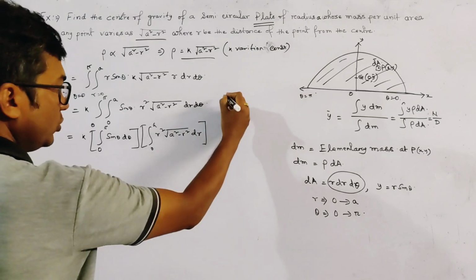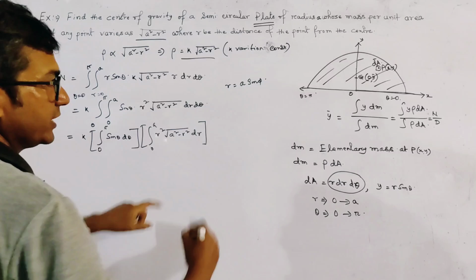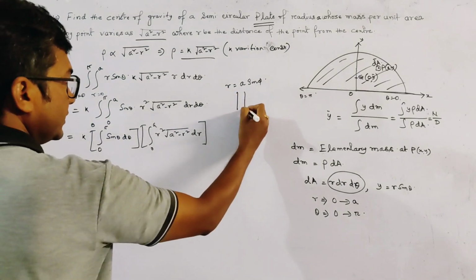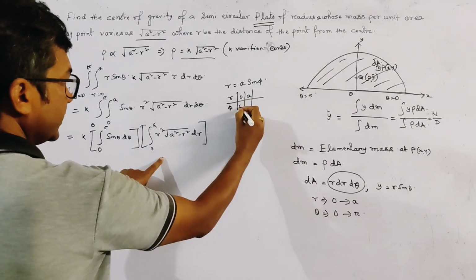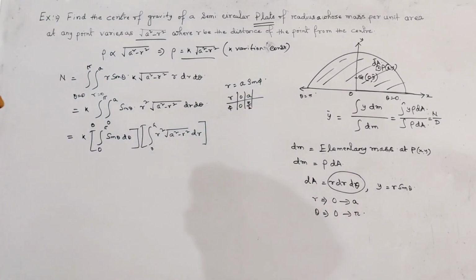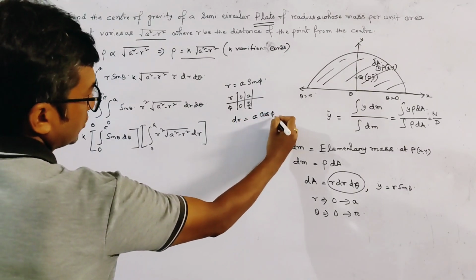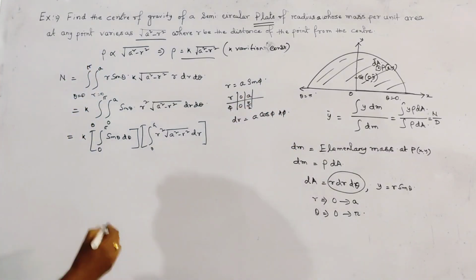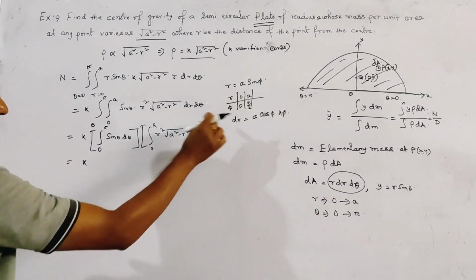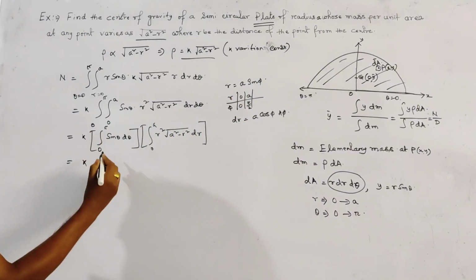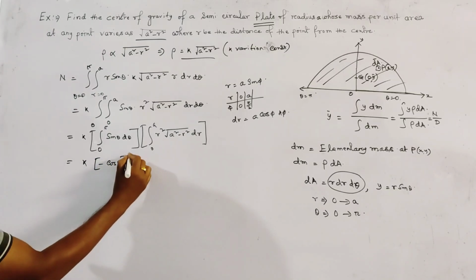For the second integration, we put r equal to a sin phi. Then the range changes from r going 0 to a, to phi going 0 to pi by 2, and dr equals a cos phi d phi. We put the values of r and dr here, and integrating sin theta gives minus cos theta, with the range 0 to pi.